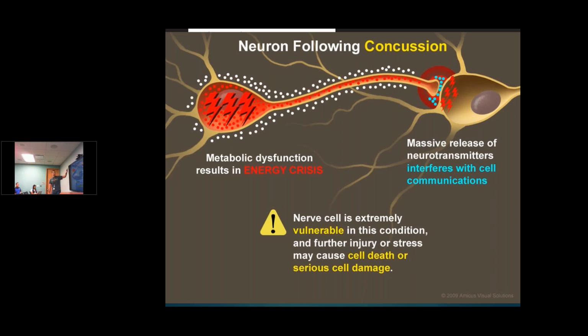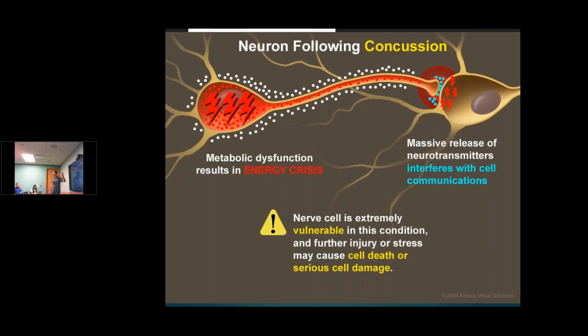Now, in order to get this brain cell back to its normal state of functioning, the brain needs energy to do that. It actually activates some pumps and channels and will get those potassium and calcium and other chemicals back to where they need to be, so it's a healthy equilibrium and healthy functioning. So it's during this period that the brain is extremely vulnerable for further injury and or stress, and that can actually cause potential cell death or serious cell damage.